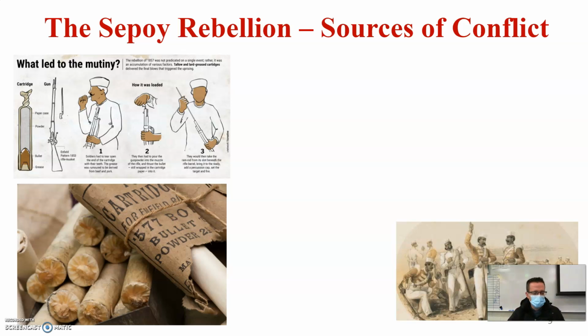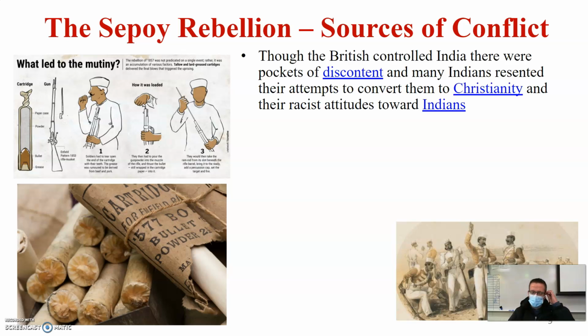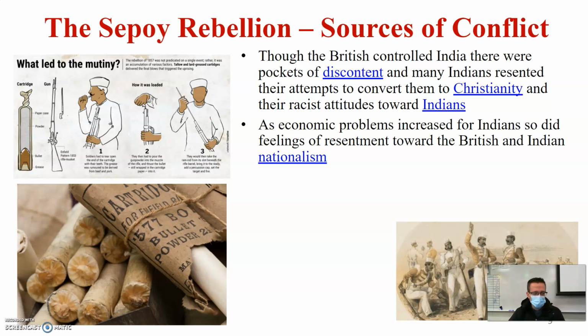And we want to get to more like this long, long road to Indian independence. A lot of people would point to this. So this was the first big conflict. It was the Sepoy Rebellion. So they controlled India, but there were pockets of discontent, and many Indians resented their attempts to convert them to Christianity and the racist attitudes they had towards the native people that were there.